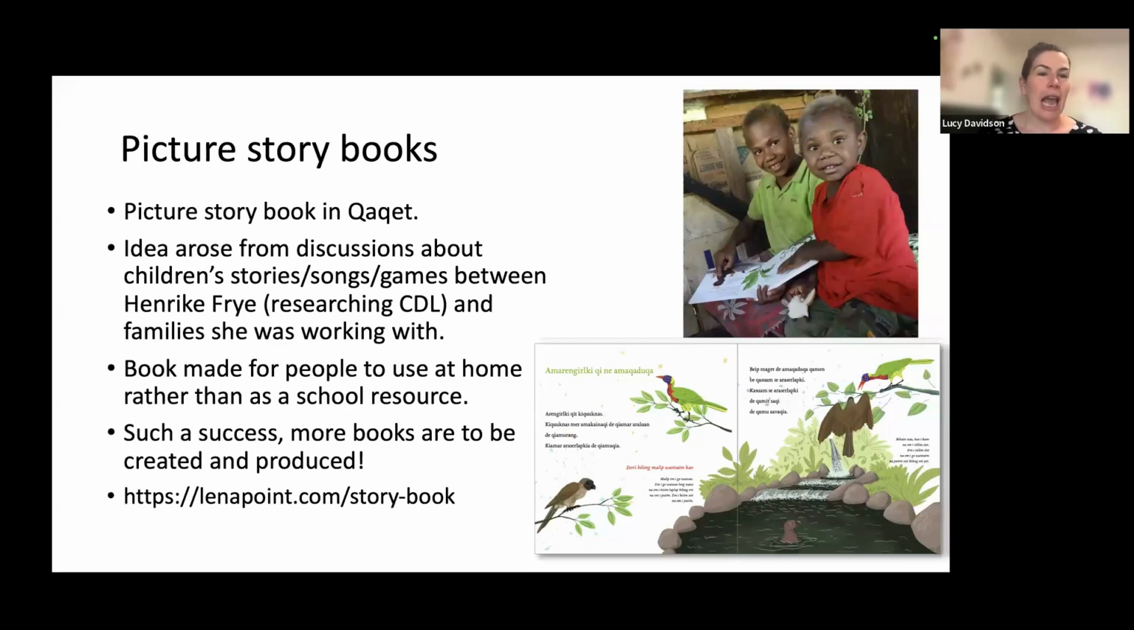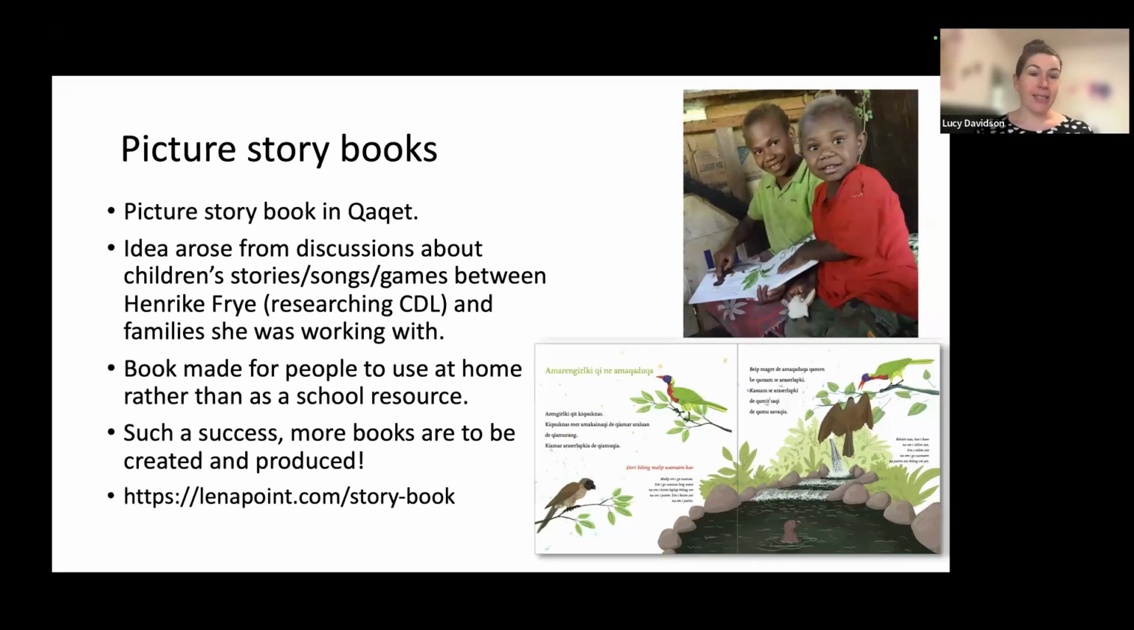The idea came about from discussions about children's stories and songs and games, children-focused genres, basically, between one of Birgit's excellent PhD students, Henrike Frey, who was researching child-directed language at the time for her PhD, and the families she was working with. And this idea of a picture storybook just came up through that.